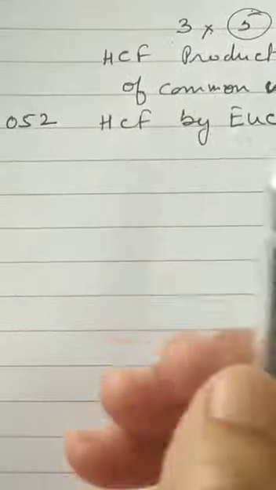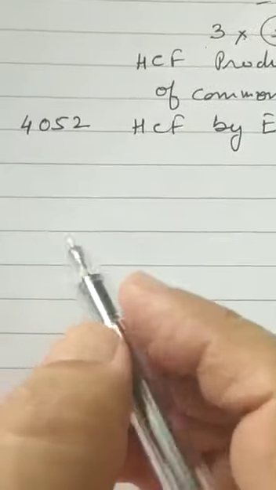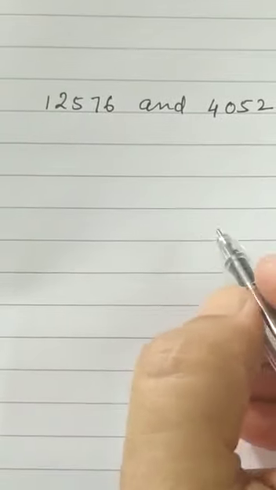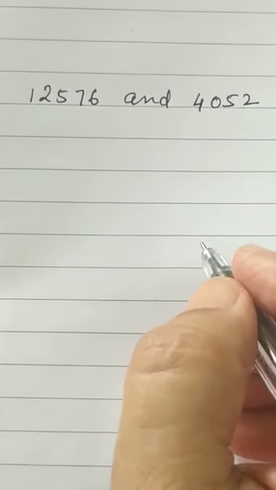So first of all, जब हम divisor से किसी भी dividend को divide करेंगे, if remainder is 0, so divisor is the HCF. Here we check it, कि it is 0. We divide. This is the larger number. 12,576 is greater than 4,052. So we put this inside.